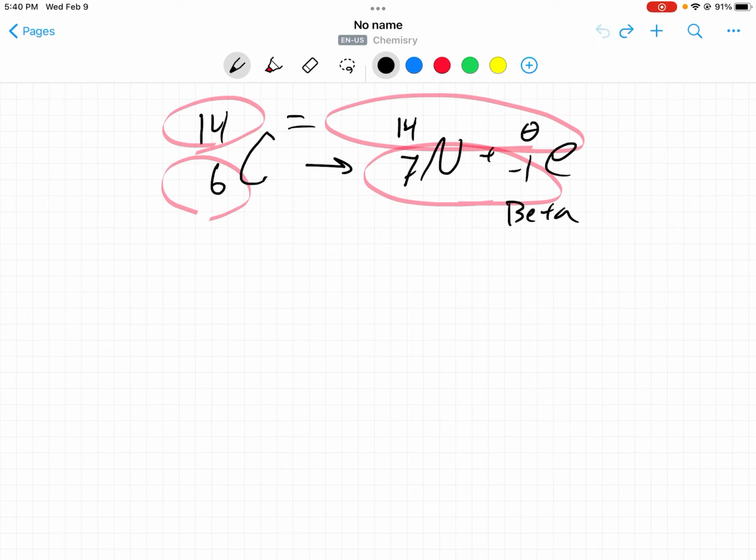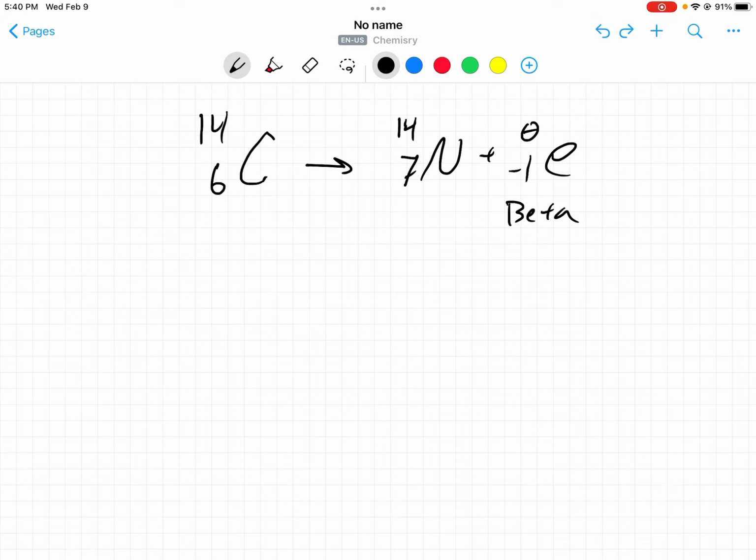The reason why it has that 0 there is that electrons are considered massless. They actually aren't massless. There's no such thing as a massless particle, though gamma kind of are, but we're not getting to that. We just treat it as that because it's so much smaller than everything else.